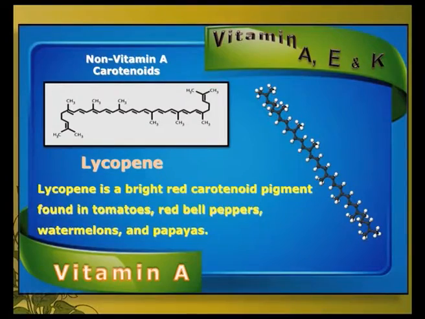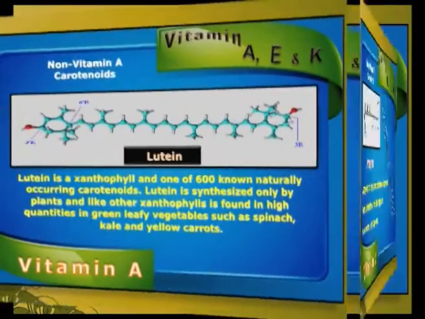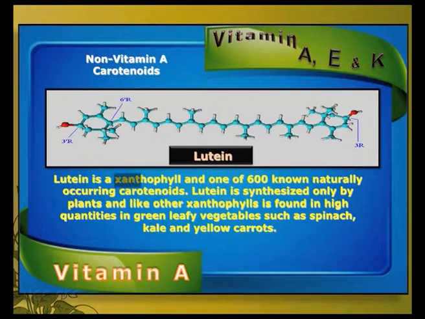There are some carotenoids which are characterized as the non-vitamin A carotenoids, which do not show any vitamin A activity, like lycopene, which is present as bright red carotenoid pigments in tomato, red bell pepper, watermelons and papayas, or the luteins, which are xanthophylls. But they do not have any biological activity, and we can see that the characteristic beta ionone ring is not present in their structure.